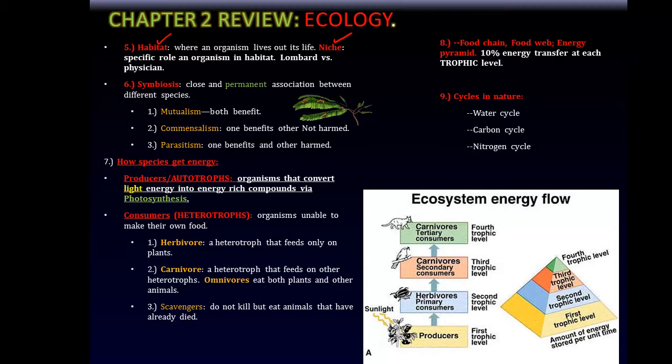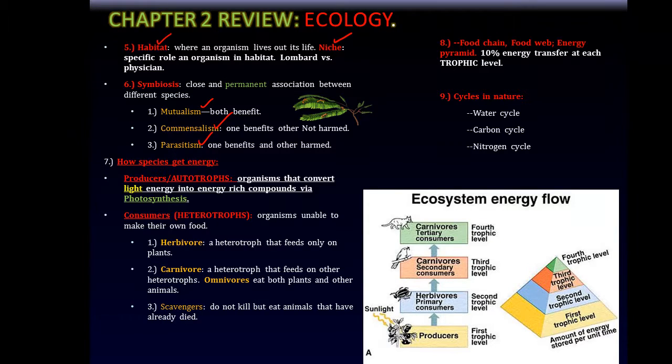And we talked about how organisms in the same environment don't necessarily always compete with each other, but there are permanent relationships between species, and this is called symbiosis. We studied three types of symbiosis: mutualism, where both species benefit from one another, and we talked about the ants and the acacia tree; commensalism, where one benefits and the other is not harmed; and parasitism, where one benefits and the other is harmed.